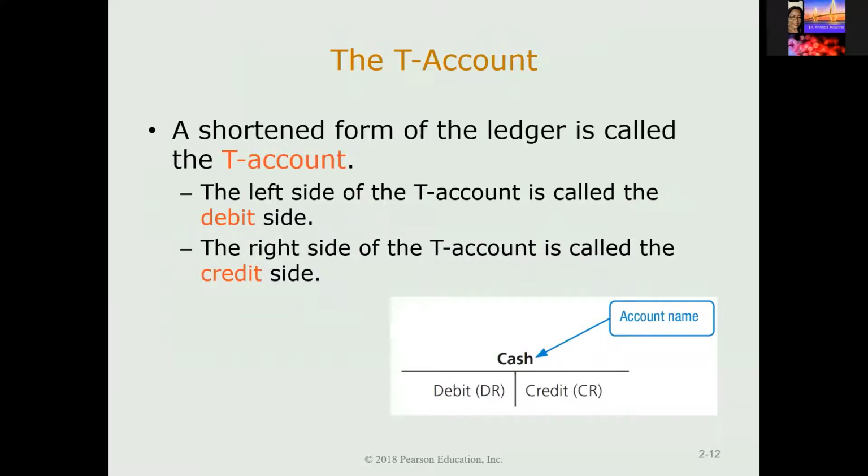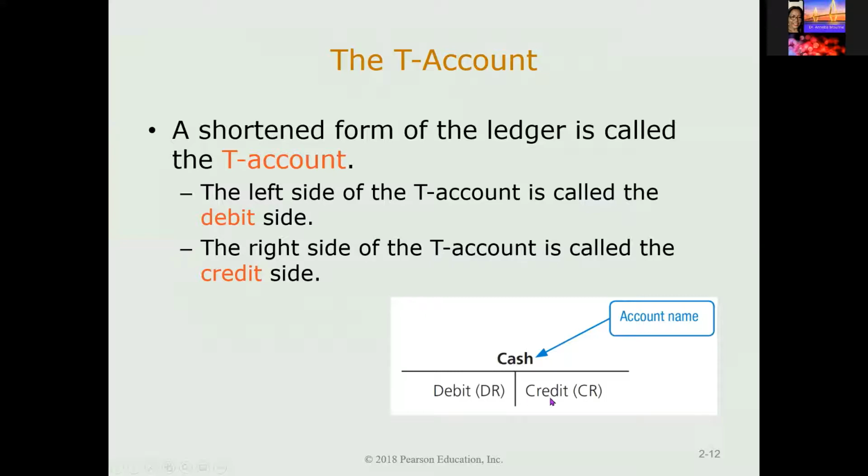A T account is a shortened form of the ledger and is called a T account because it resembles the capital T. The name of the account is listed on top of the T. As you see here in this example, you have the T, and the name of the account is cash.